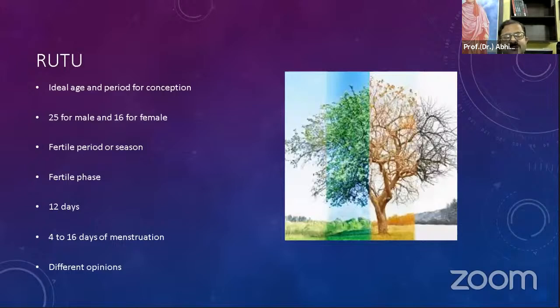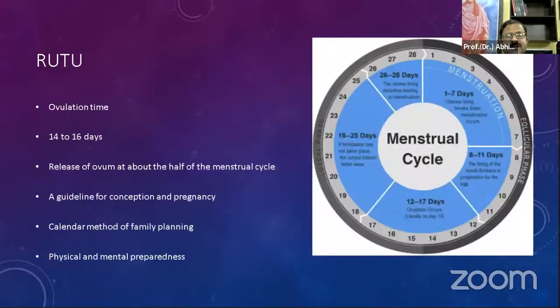So if they are excluded, the Rutukal becomes 12 days. And if the calculation of Rutukal is starting from the first day, then it goes around 16 days. So both the opinions are correct. It only depends upon how they are measuring the Rutukal. Okay, so first is the Rutukal.